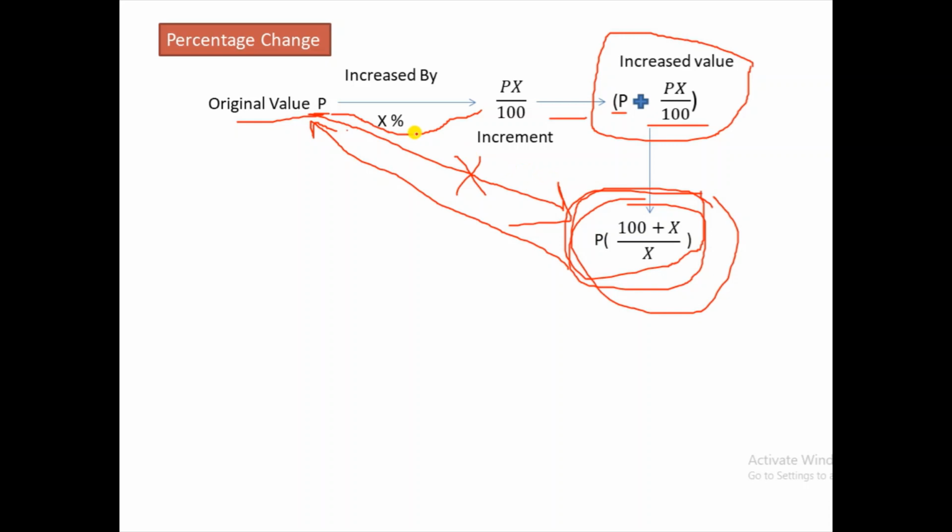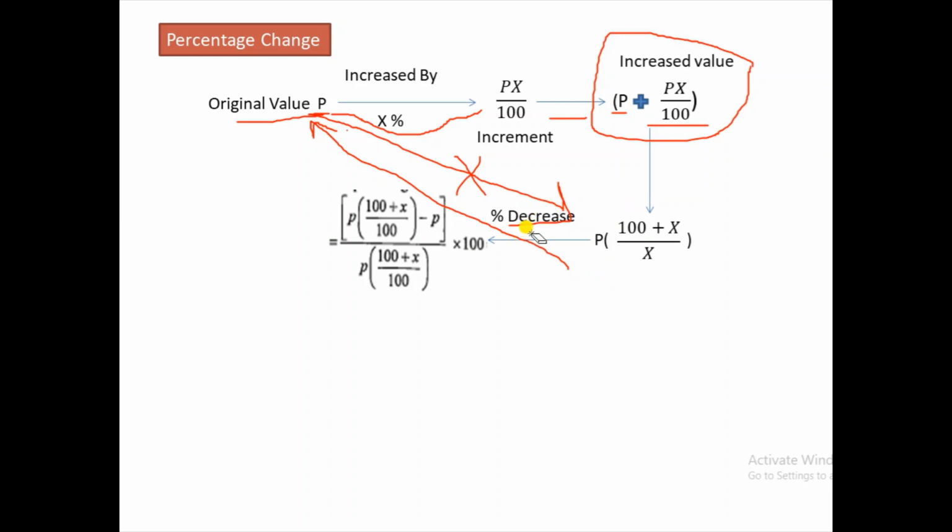Now when I have to convert this new value into the original value P, see, first of all I used a forward path to get a new value. Now I am using a backward path to get the original value. So now I have to convert this increased value into the original value P, but that doesn't mean that I will have to decrease this increased value by x%. If I increase by x%, I will get something, and if I decrease by x%, I will not get the original. So it is not going to be that.